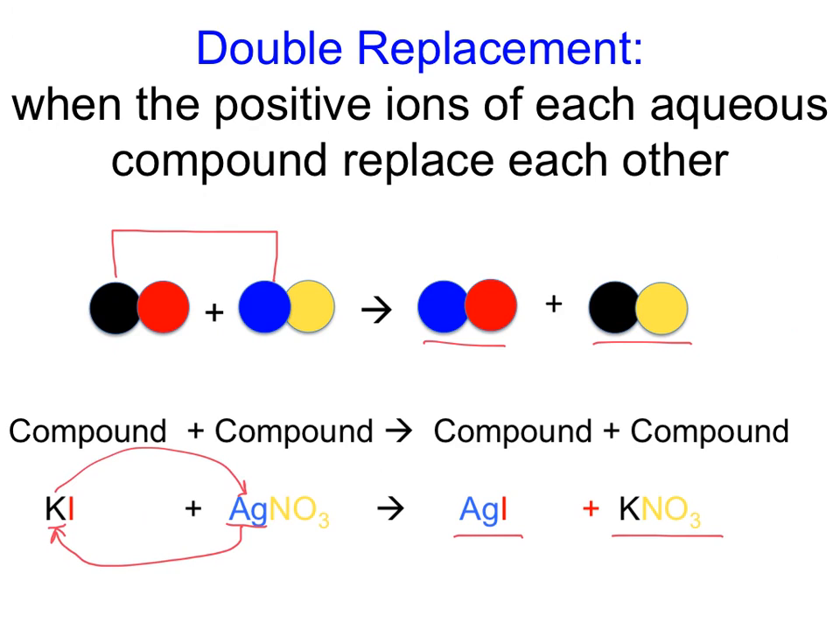The key identifying factor here is that on both sides we are going to see compounds, and on the left side they should be aqueous. If not both, at least one will be aqueous, dissolved in water, and that's important because the ions cannot swap places with each other without that liquid medium.